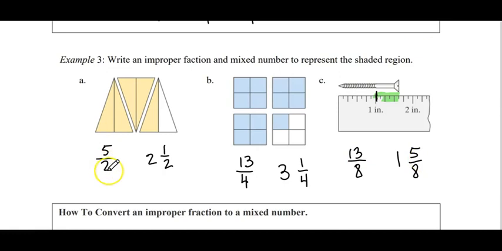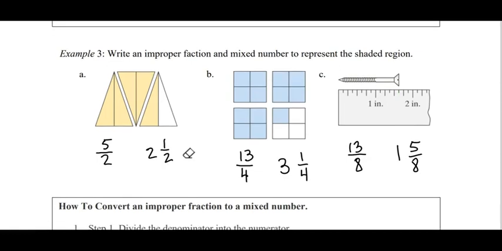So we had 5 over 2 and 2 1/2. We had 13 over 4 and we have 3 1/4. And we had 13 over 8 and we have 1 and 5/8. Okay. So the denominator doesn't change. It's how you represent the number that changes.